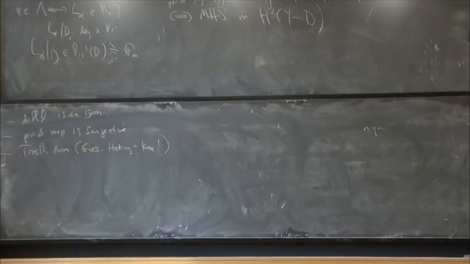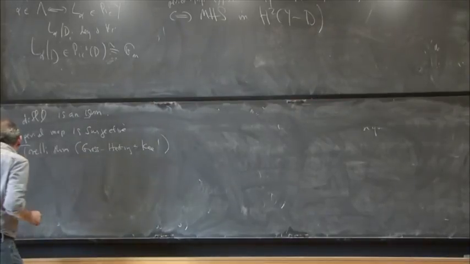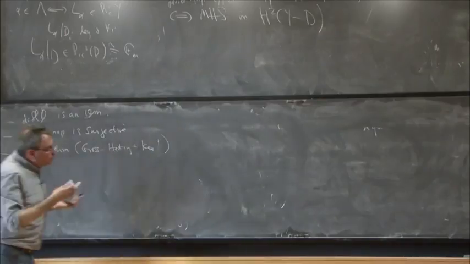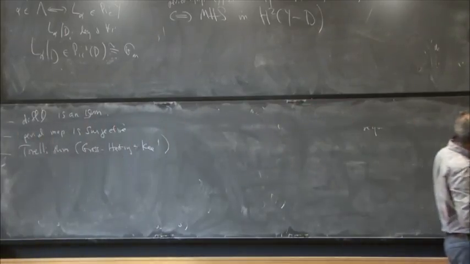Okay. So now I want to talk about the analog of -1 curves, or what can you really say in general about -1 curves and -2 curves?